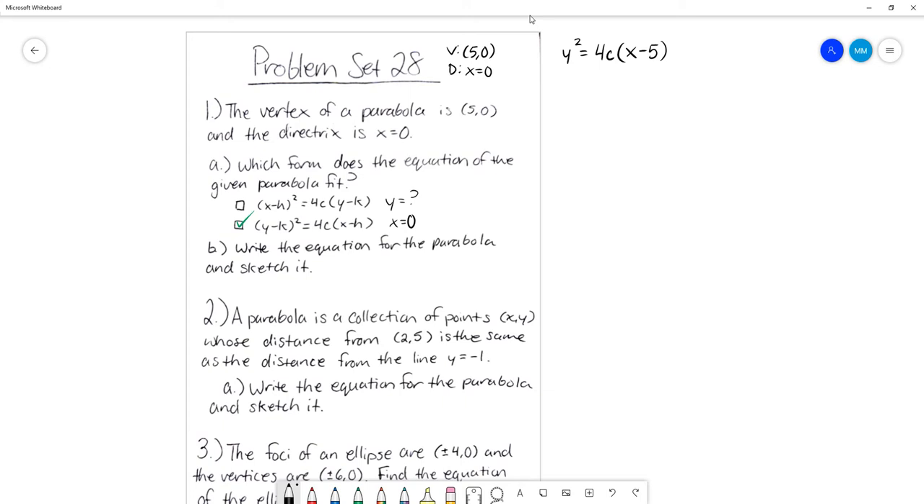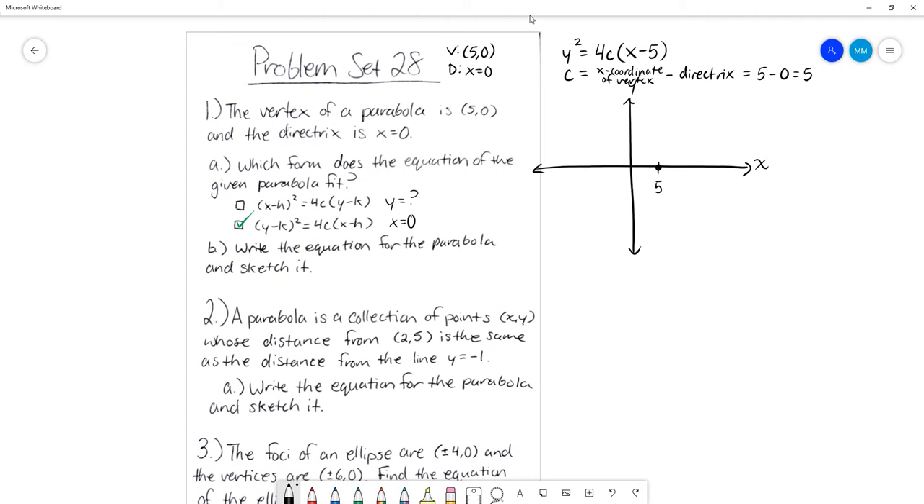Let's see. So if we were to sketch this so far, we know it's 5, 0, so let's say that's 5. We know that there's our vertex. I'm trying to remember what the next step is, because it keeps slipping my mind. Right, so this is just something we have to memorize, which is why it's so tough for me to remember it right now. Our c value is typically going to be the x coordinate of the vertex, in this case 5, minus the directrix, which is in this case 0. So it's going to be 5 minus 0, or just 5.